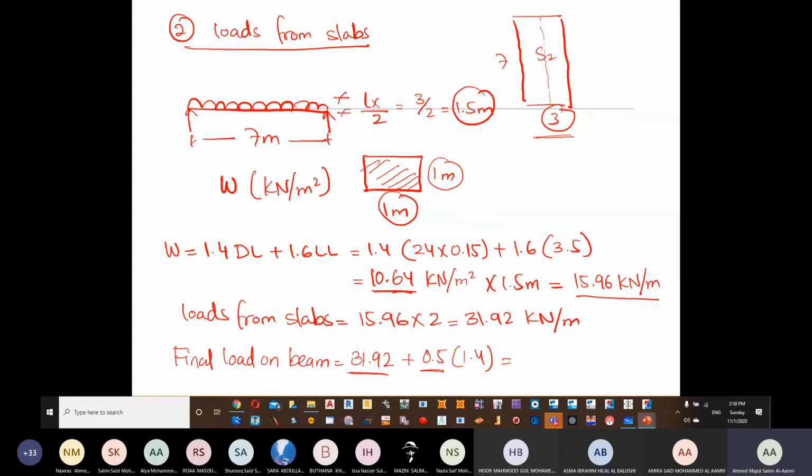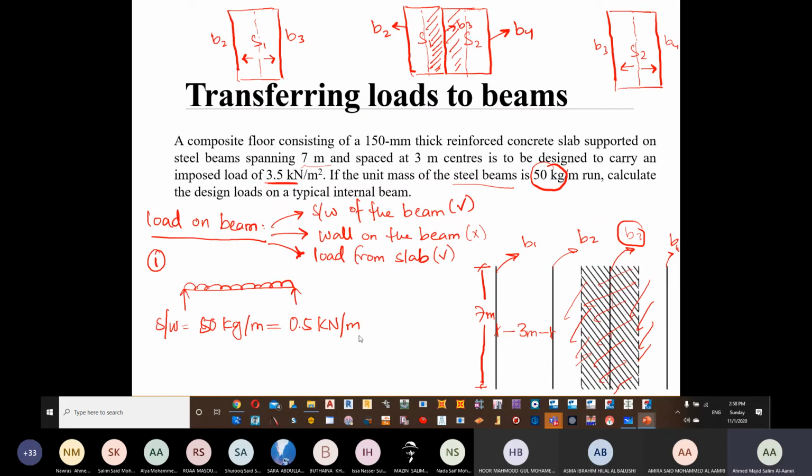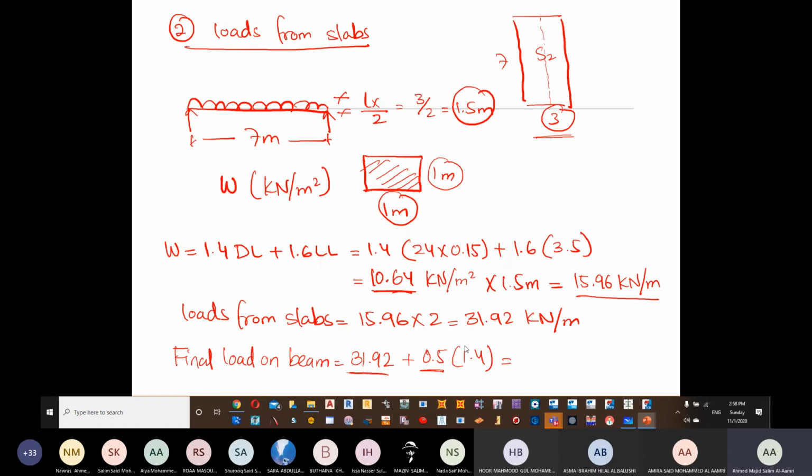Self weight is a dead load, right? Self weight, is it a dead load or a live load? We said, if you remember, 0.5 kilonewton per meter is the self weight of the beam. We didn't multiply it by any factor of safety. So now we multiplied it by a factor of safety. That's going to be 1.4. So what's your final value? I think it's going to be 32.62. And this is the final answer of the question.